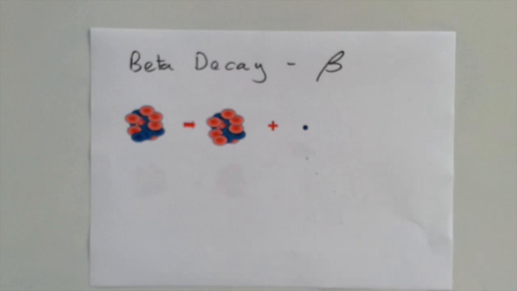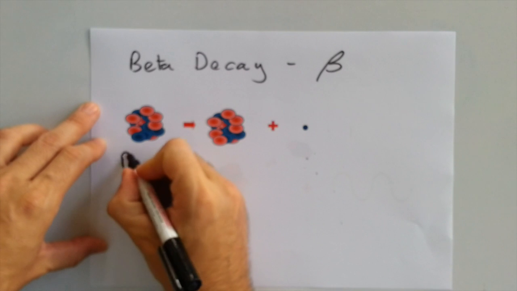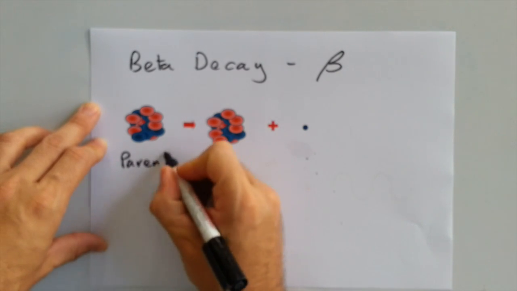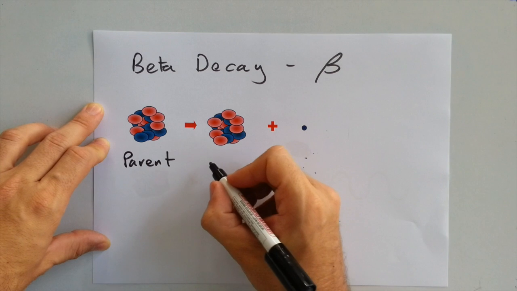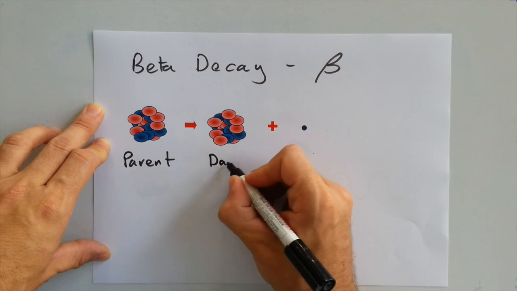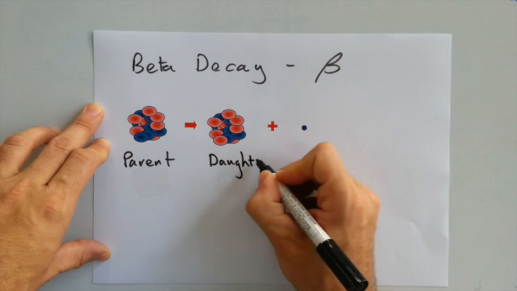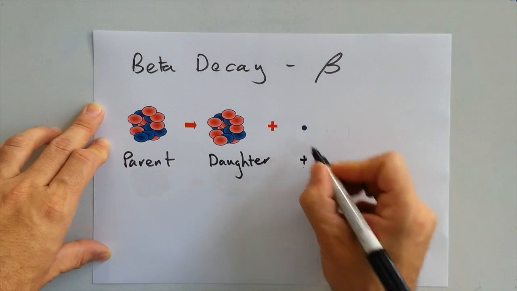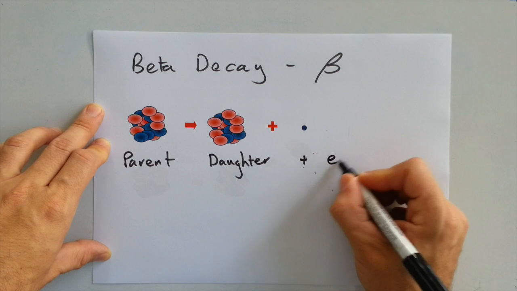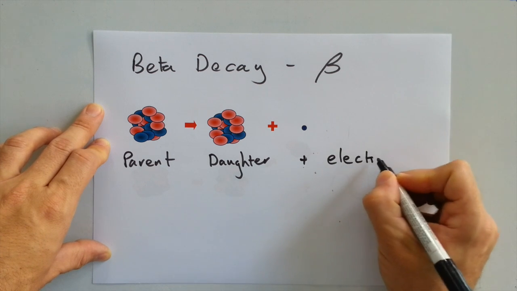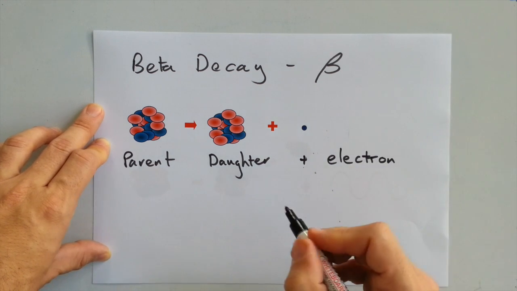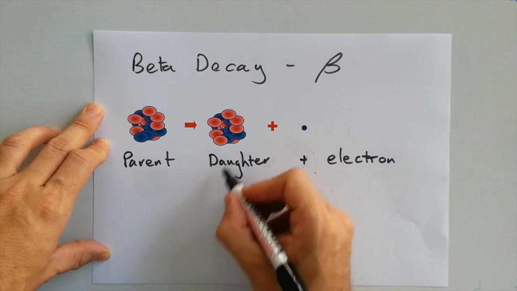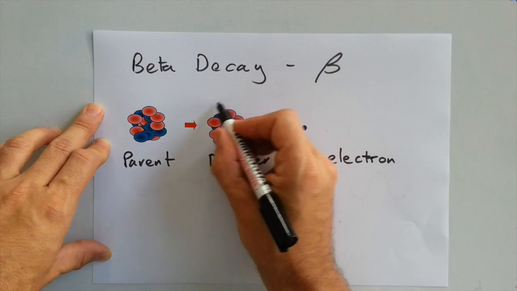In this example we've got again the parent nuclide on the left hand side. I'm just going to write parent this time rather than writing out nuclide, and it breaks down to make a smaller, more stable daughter. But it also fires off here an electron. Now how on earth could we have an electron? Well, actually what's going on inside here is quite strange.